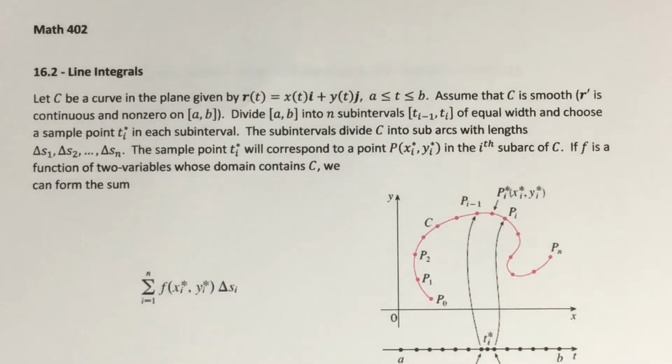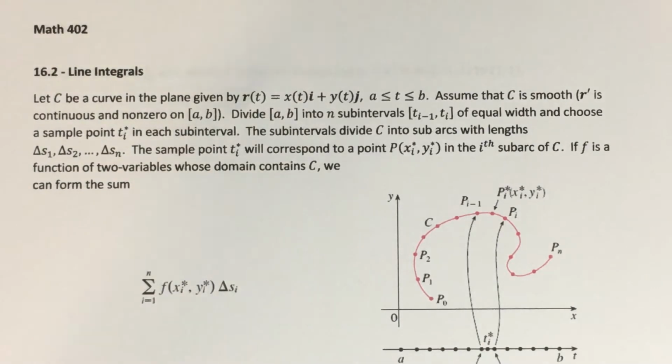All right, so here we are in section 16.2. We're talking about line integrals. Line integrals are one of the primary topics of focus in chapter 16, and they're one of three new integrals that we're going to define in this chapter. Line integrals, and then later on we'll talk about surface integrals and volume integrals.